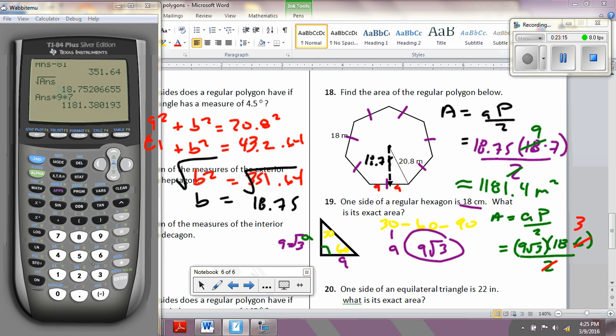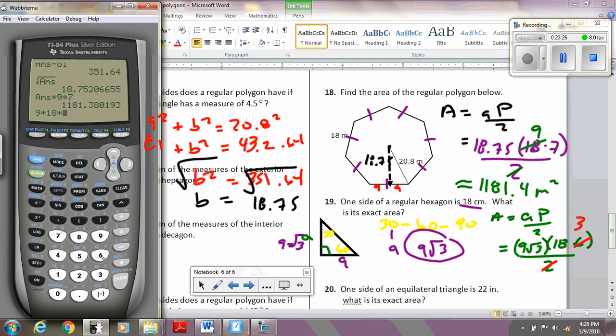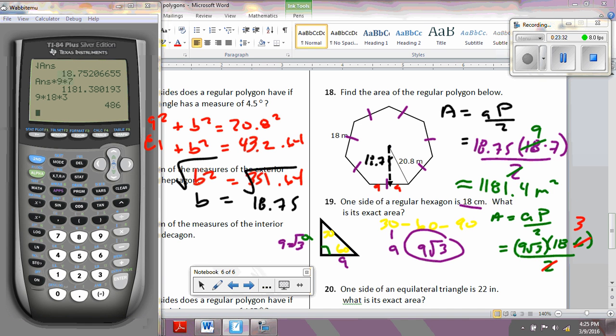So now when I grab my calculator, the only numbers I multiply are the 9 times 18 times 3. Those are it. That's it. Which would give you 486. And then bring down your root 3 and label. So centimeters squared. That's how you find an exact area of a hexagon.